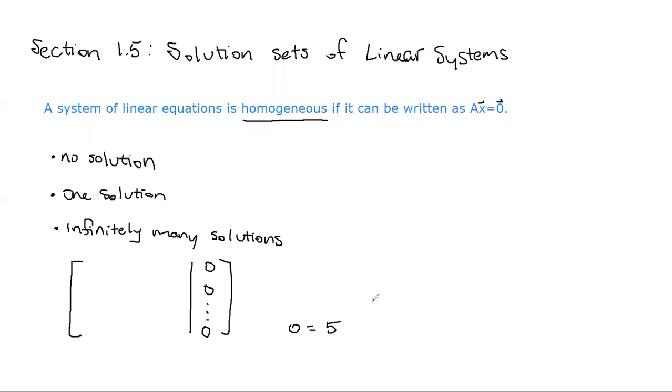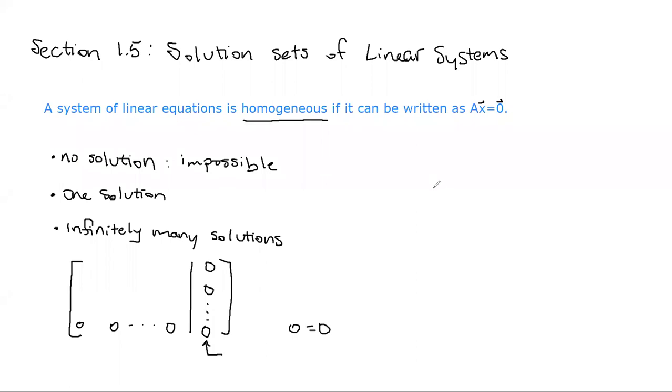In a homogeneous system of equations, that's impossible because the right-hand side of that equation is always going to be 0. So even if we have a row of zeros at the bottom, that's okay because we'll get 0 equals 0 instead of 0 equals, say, 5. So this will always be consistent no matter what. So it is impossible to have no solution.